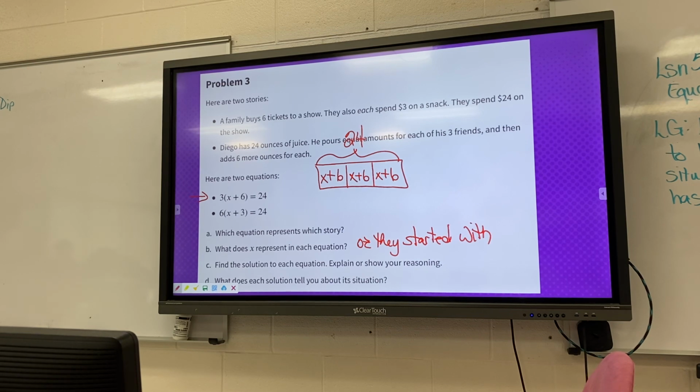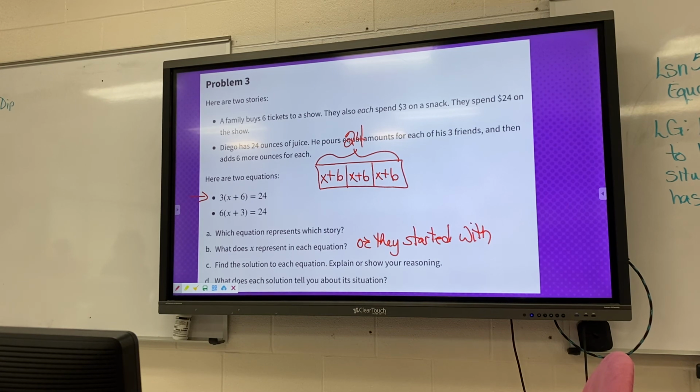What do you see up there on the tape diagram? X plus 6, 3 times. So if I have 3 blocks that have the same thing inside them, and those 3 blocks equal 24, how can I figure out what 1 block equals?